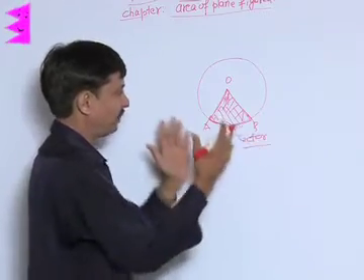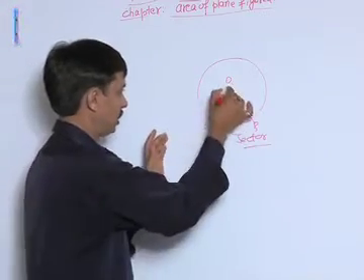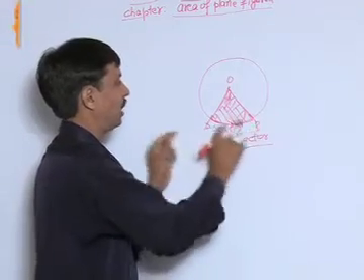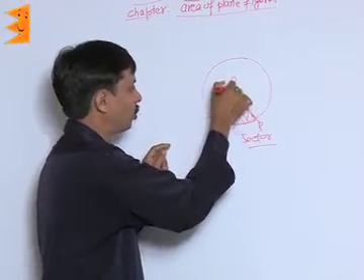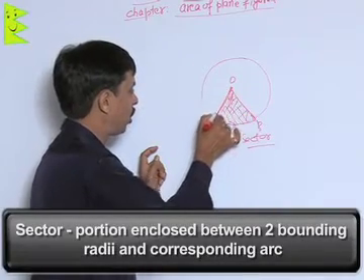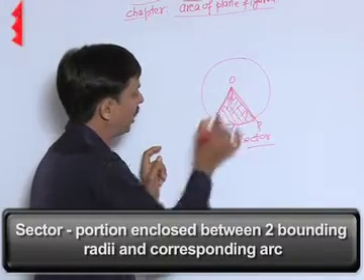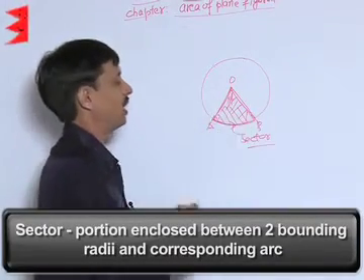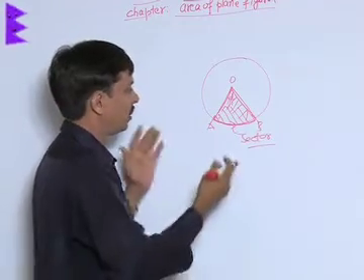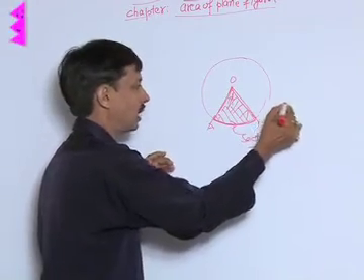So what is a sector? A sector is the shape formed when the two end points of an arc are joined to the center of the circle; the portion so enclosed between the two bounding radii and the corresponding arc is known as a sector. Number one. Then comes, what is a segment?